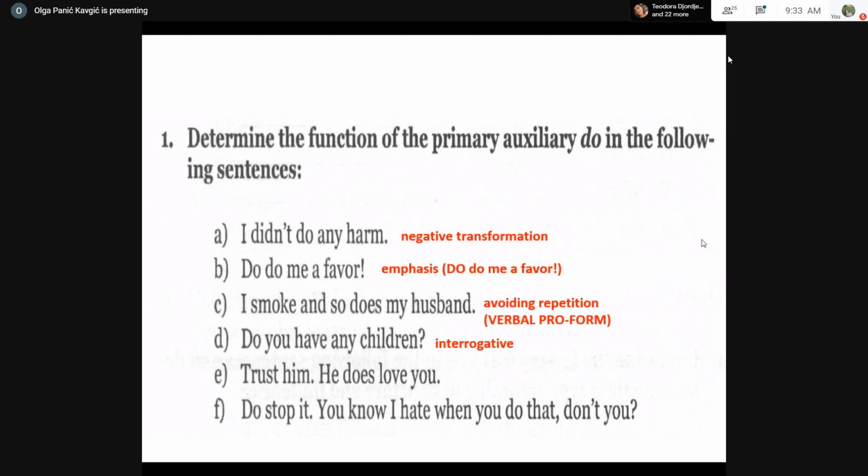Vladimir, trust him, he does love you. Does? Good. It's emphasis, I think. Excellent. So you wouldn't just say he loves you, but he does love you.